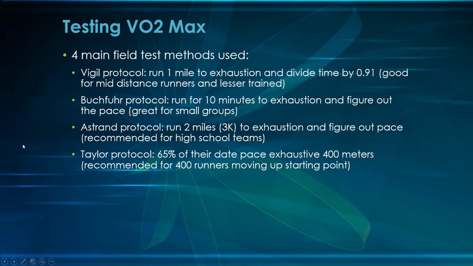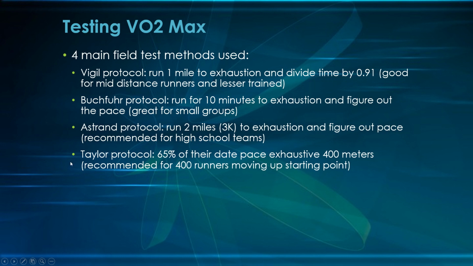But I recommend using the Astron protocol. This says to run 2 miles or a 3K, especially if you're trying to get a lesser trained kid to bump up to this protocol after a few test runs. Run this 2 miles to exhaustion and then figure out what their pace is. You can do this very easily with the high school team and get good usable data.